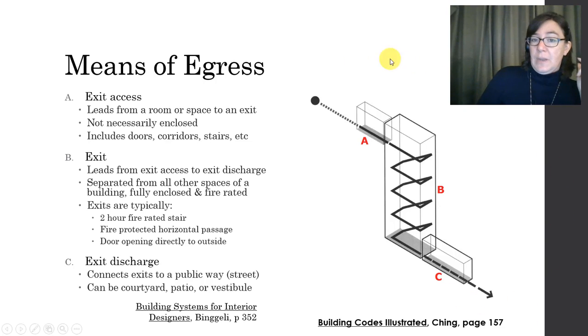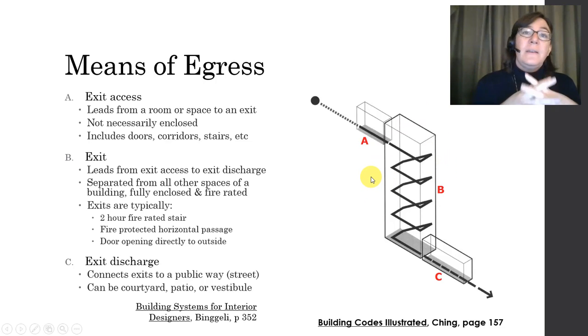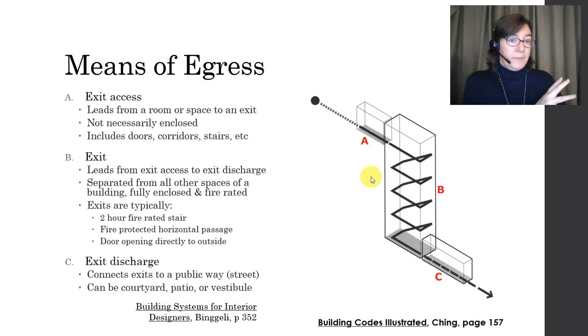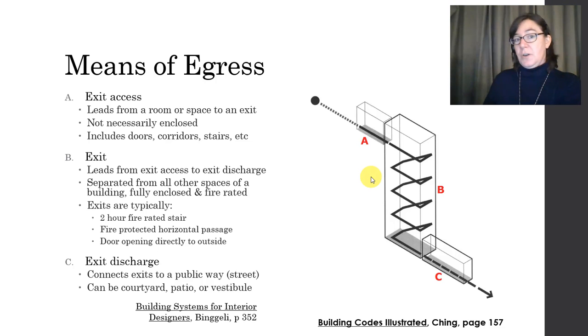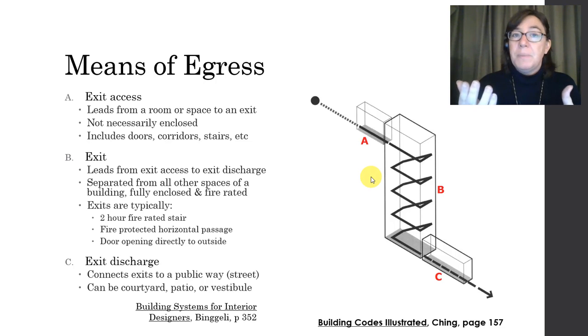So in our illustration here are our building occupants. And in the event of an emergency, first they're going to stand up from wherever they are in the building and use the path labeled A here, the exit access, to reach the exit. So the exit is very carefully defined as the part of the building that leads from the exit access to the exit discharge. It is specifically separate from all other spaces in your building. It's fully enclosed and fire rated.